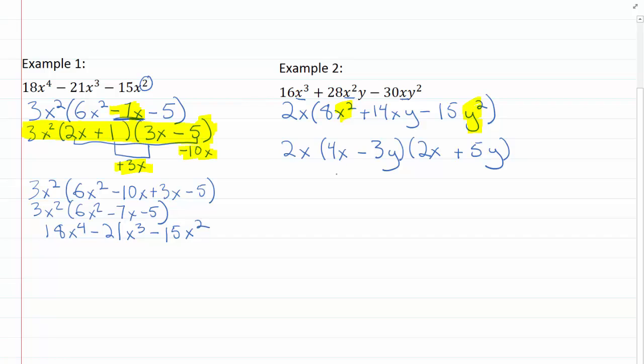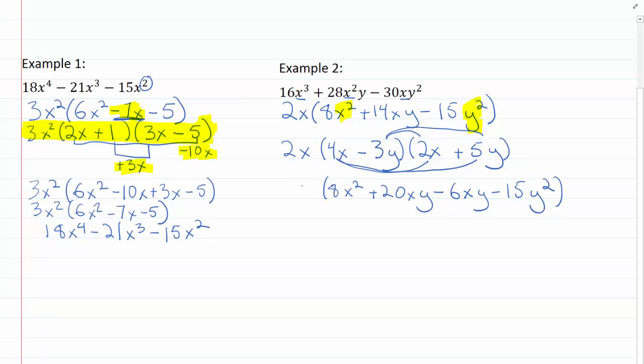Then we want to check this answer and see whether or not when we FOIL we can get all the way back to the top. So we'll multiply together our first terms, and that will give us 8x squared. Outside terms will give us plus 20xy. Inside terms will give us minus 6xy. And our last terms will give us minus 15y squared. Okay, we've still got our 2x out in front.